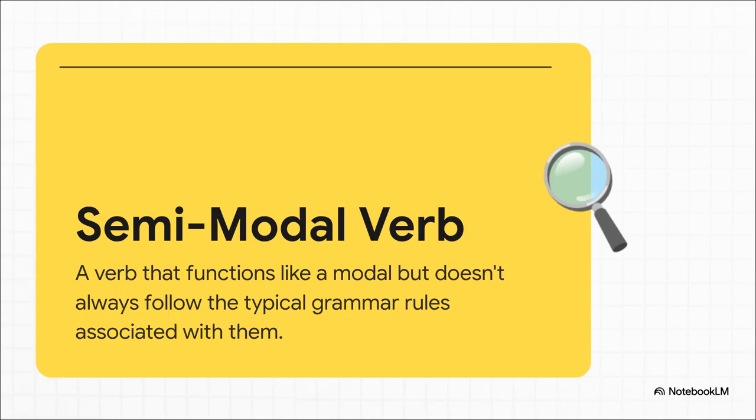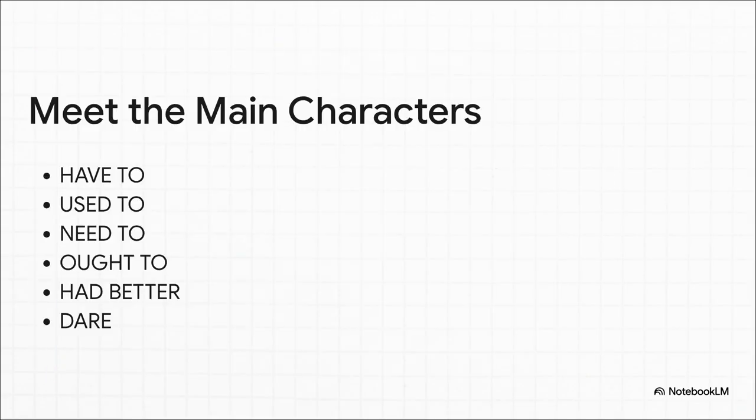Now, you might hear some other fancy names for them like marginal modals or lexical auxiliaries, but honestly, semi-modal really gets the idea across perfectly. So let's meet the main players in our story. These are the 6 key rebels we're going to be investigating. Have to, used to, need to, ought to, had better, and the very dramatic dare. And as you're about to see, each one has its own unique way of bending the rules of grammar.